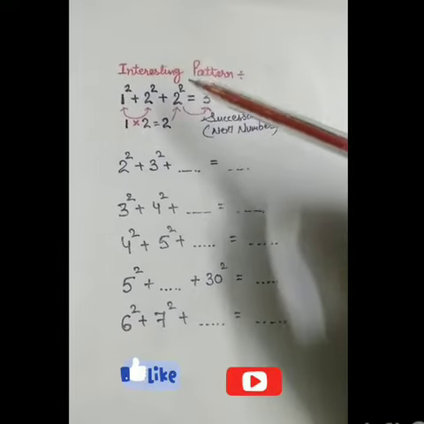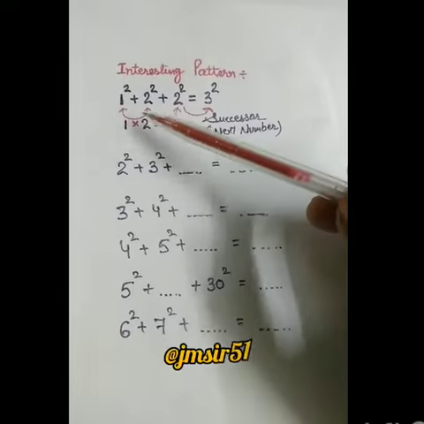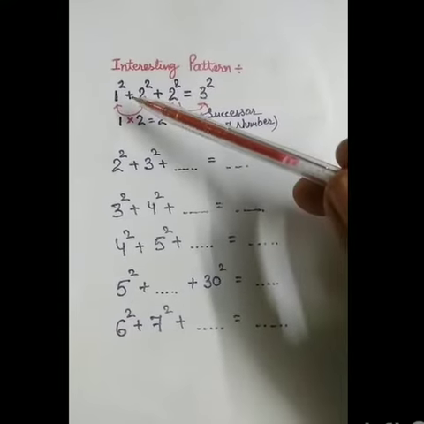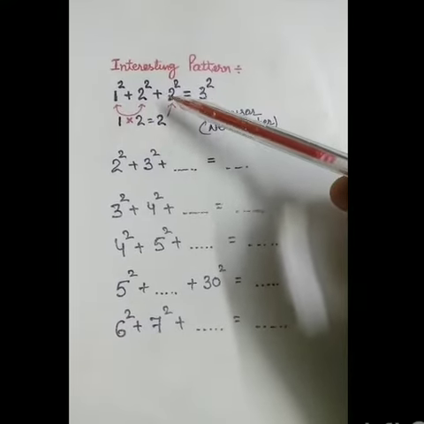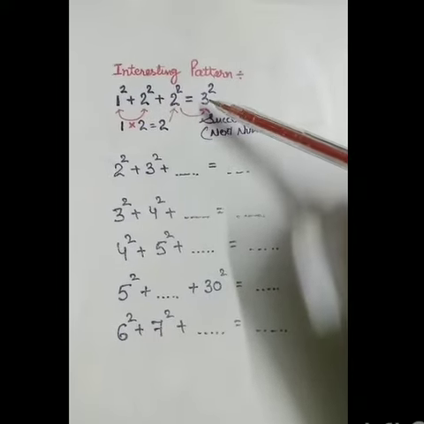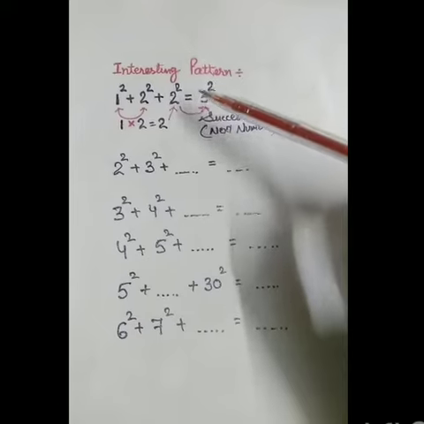Today we follow some interesting patterns, that is square of 1 plus square of 2 plus square of 2 is equal to square of 3. So square of 1 is 1, square of 2 is 4 and square of 2 is 4, that is 1 plus 4 plus 4, that is 9, which is the square of 3. So it is a very interesting pattern.